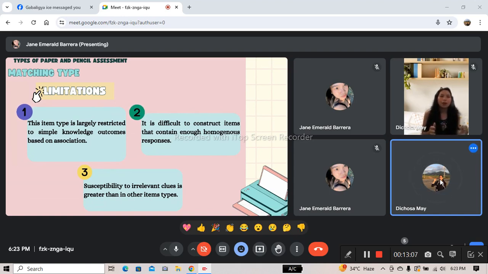Now, it is important for us to consider the strengths and limitations when designing and using matching type tests. They can be valuable for assessing specific types of knowledge and skills, but it is crucial to complement them with other assessment methods to obtain a comprehensive understanding of a person's abilities.